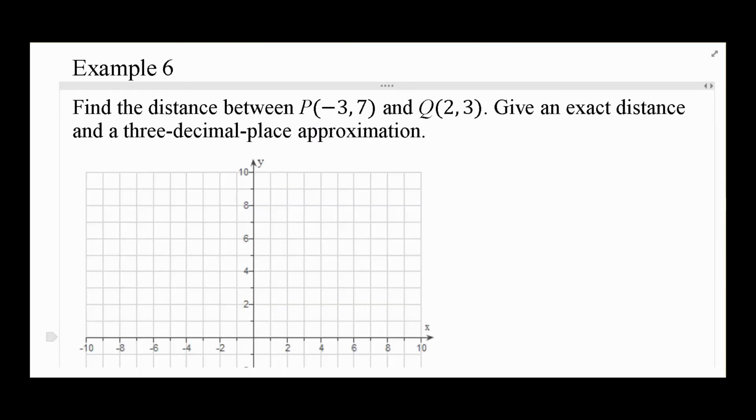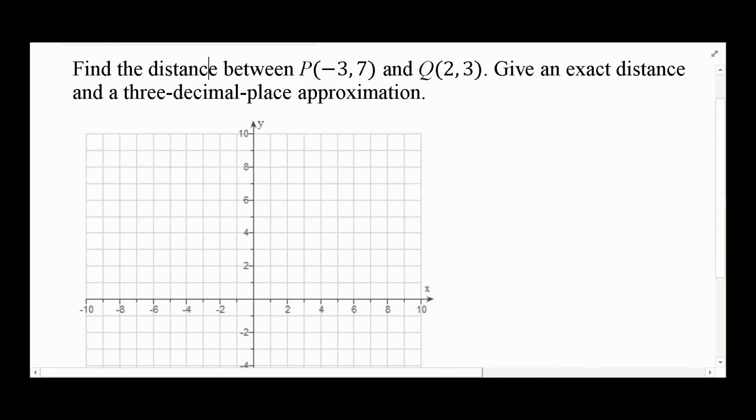So in this example, we're asked to find the distance between those two ordered pairs, -3, 7, and 2, 3. So instead of trying to plug into some fancy-dancy formula, what I want you to do is draw a picture. Let's draw a picture of point P, which is -3, 7. There's point P. Point Q is the ordered pair 2, 3. The distance we're looking for is to connect the dots right there. That's the distance we're looking for.